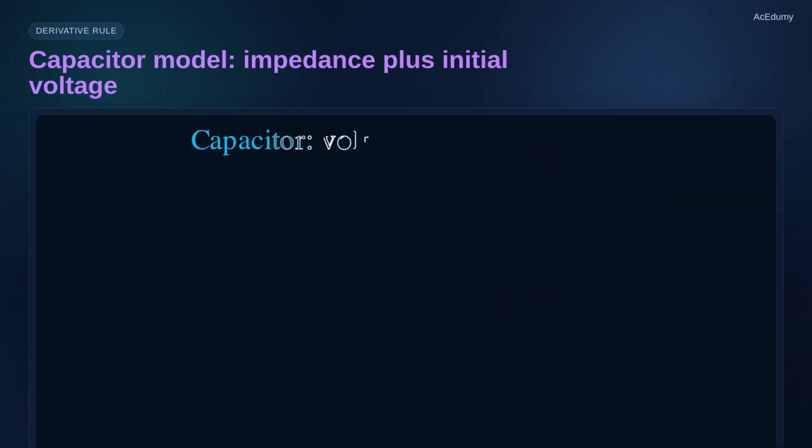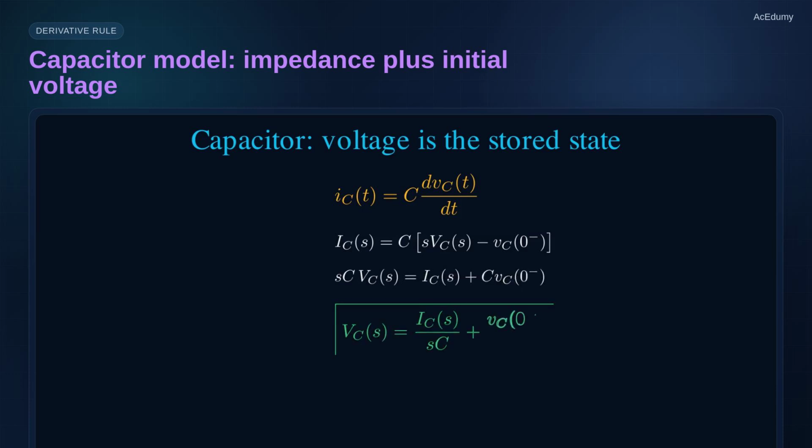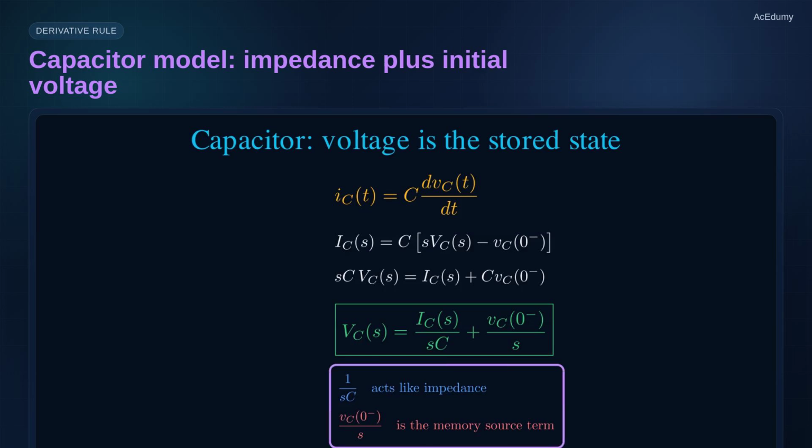For a capacitor, the stored variable is voltage. With passive sign convention, IC equals C dVc over dt. Taking the Laplace transform gives IC of S equals C times S VC of S minus VC of 0 minus. If we solve this for voltage, Vc of S equals IC of S over SC plus Vc of 0 minus over S. So the impedance is 1 over SC, and the initial voltage appears as a series voltage source. The capacitor remembers voltage exactly the way the inductor remembers current.